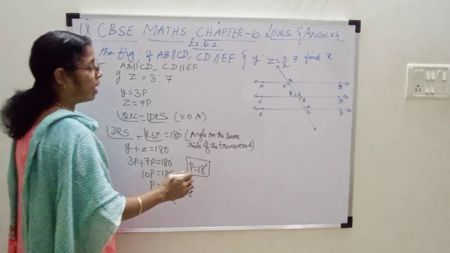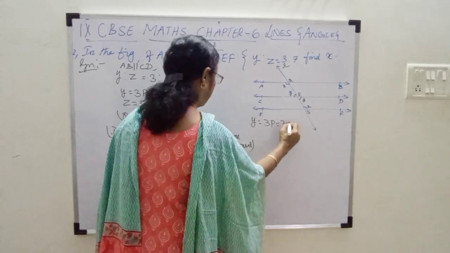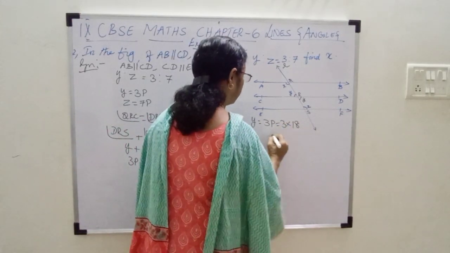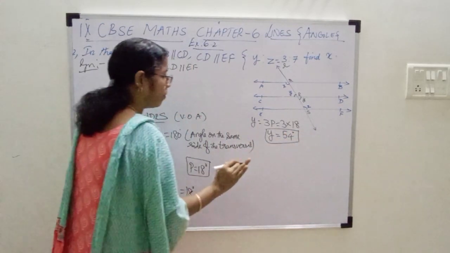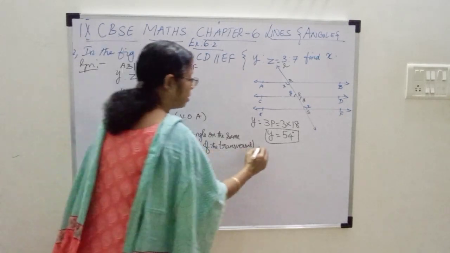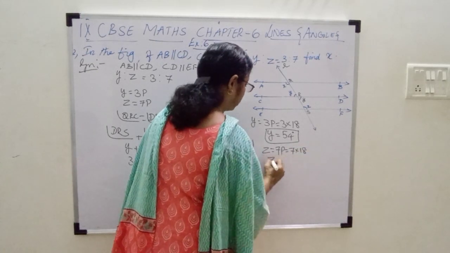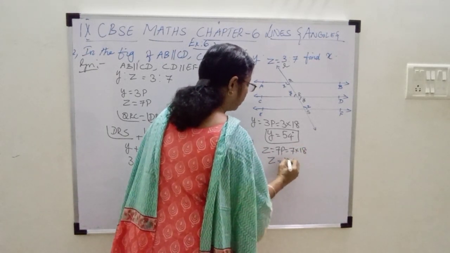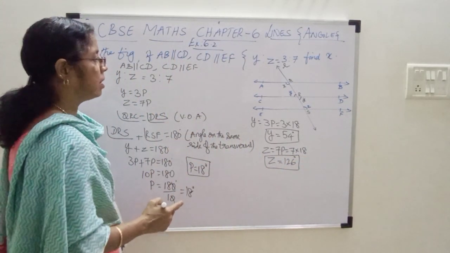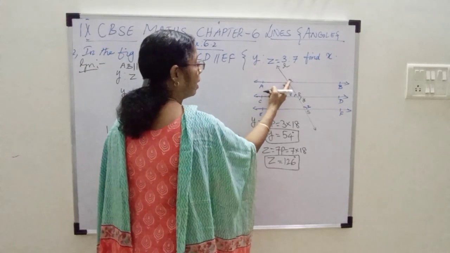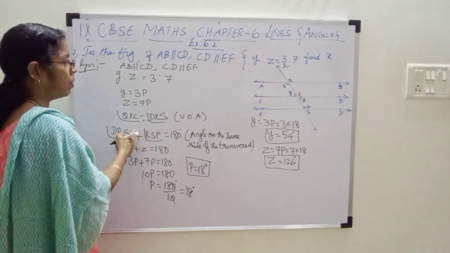From this, let's find out Y. Y is equal to 3p, which gives you 3 into 18. So Y equal to 54 degree. We found Y equal to 54 degree. Then Z is equal to 7p. That is 7 into 18. Z is equal to 126 degree. But this is not our problem. We have to find out X. I told you angle QRC is equal to Y.